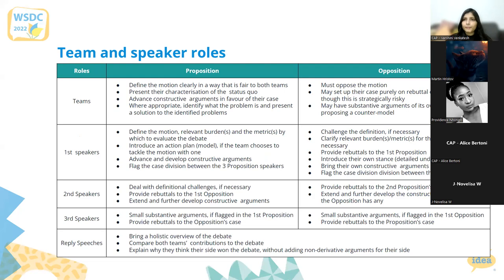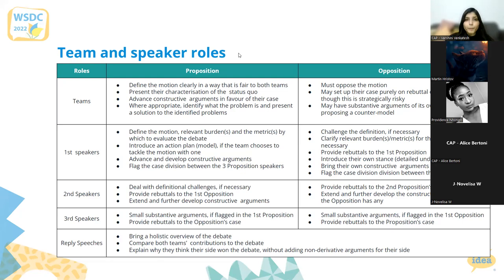Overall, a prop team has to set up the debate through a clear definition and characterization. They have to advance strong constructive arguments in favor of their case. So why should we pass this motion? And where appropriate, based on the motion type, they might identify a problem and explain how their policy or motion solves that problem. Alternatively, they might say, this is the world without X. Why is the world with X better than the world without X?